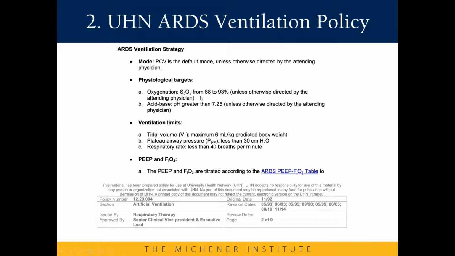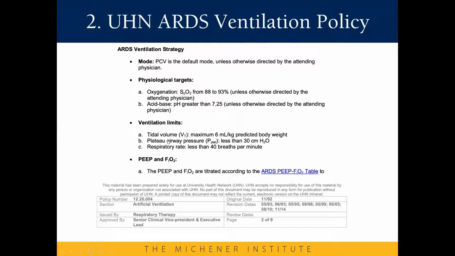So their oxygenation goals are a little bit lower than what ARDSNet had. So they're saying to keep your saturations from 88 to 93%, again, unless directed by an attending physician. And they're happy with pHs greater than 7.25 unless directed otherwise. Okay, so those are slightly different, and I would think it's to be less aggressive with the ventilation on the lungs, so we're causing less side effects.